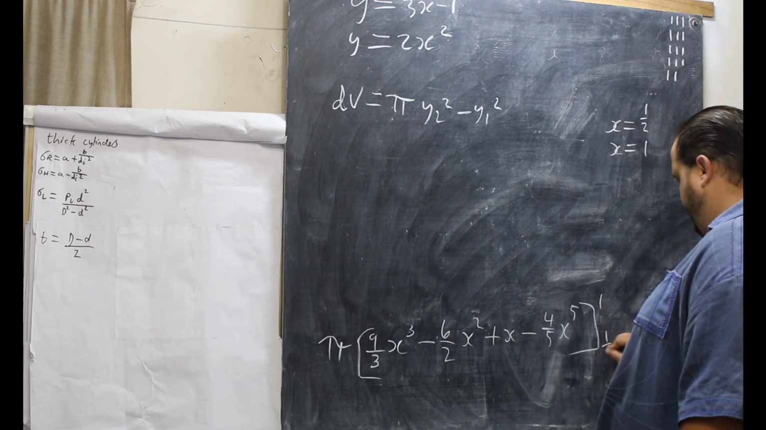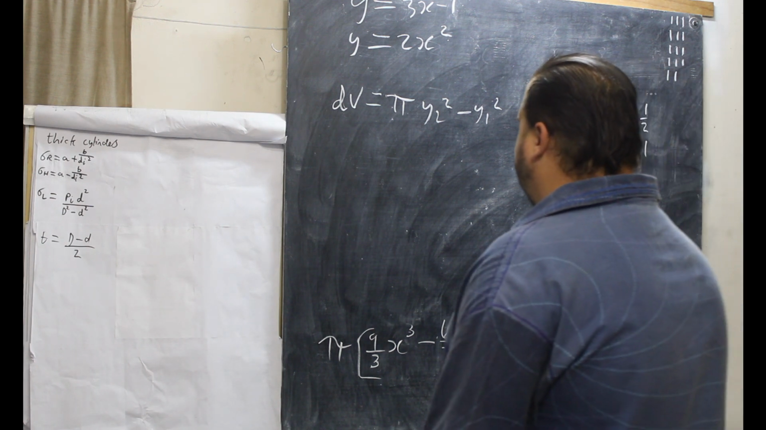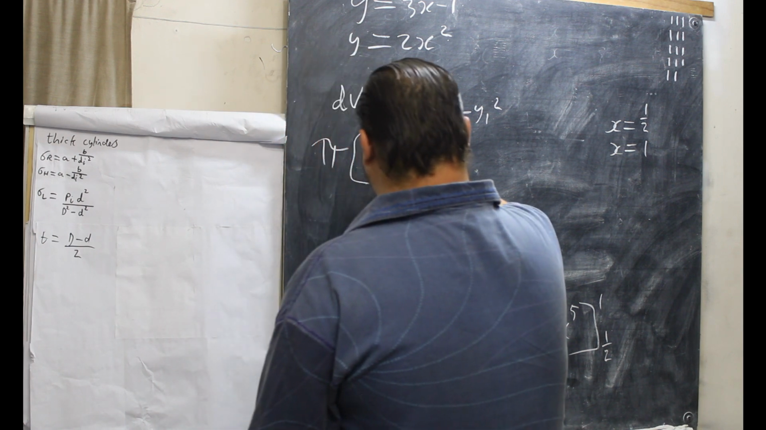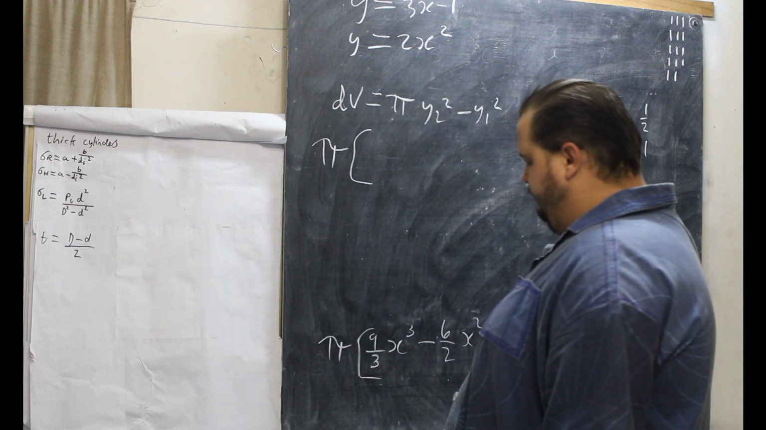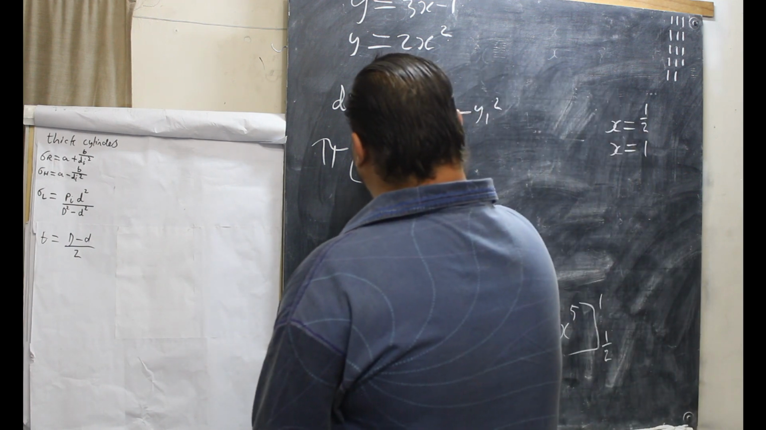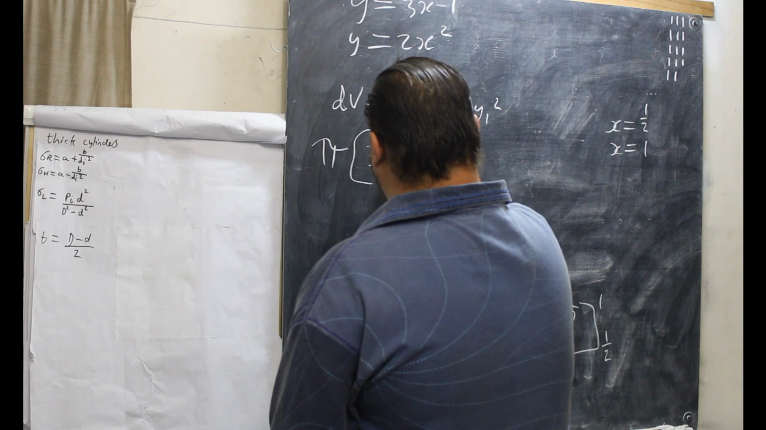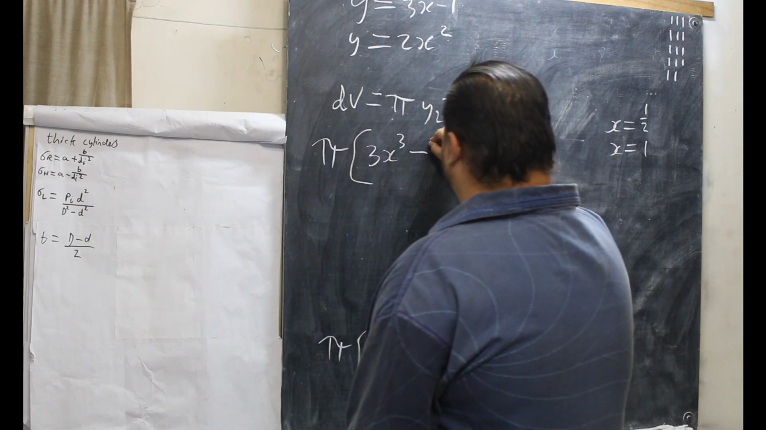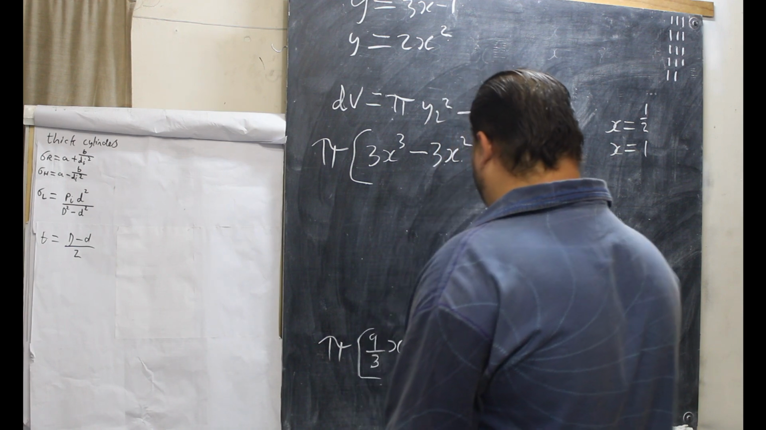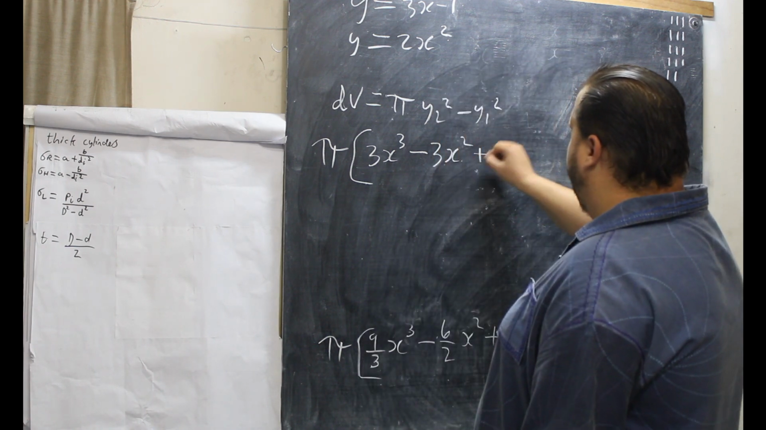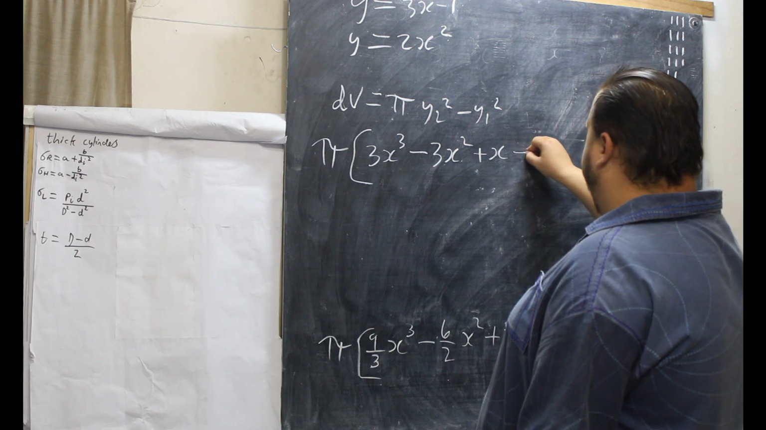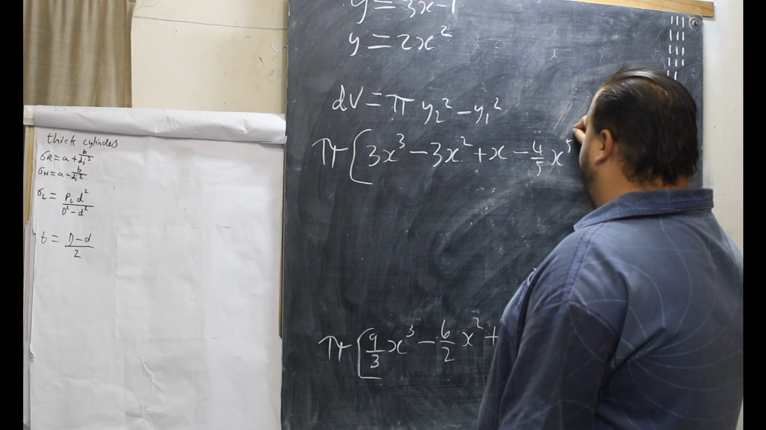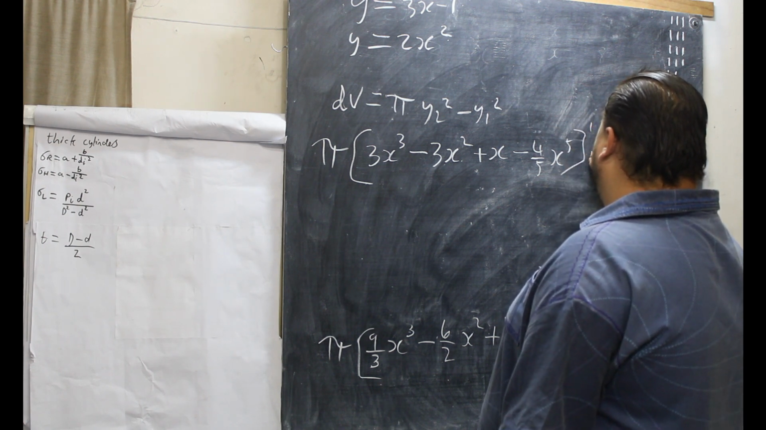That's 1.5. Right, so pi times 9 over 3 is 3x cubed, minus 6 divided by 2 is also 3x squared, plus x minus 4 over 5 x to the 5. 1.5.